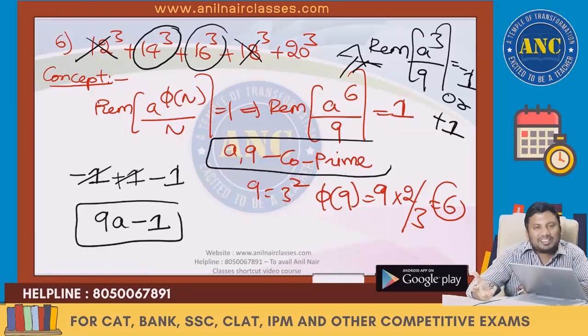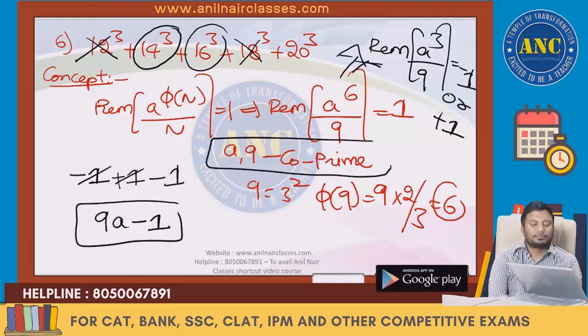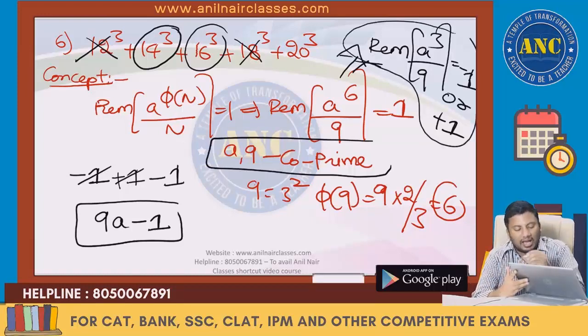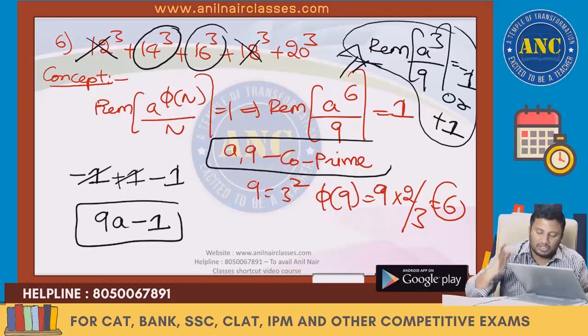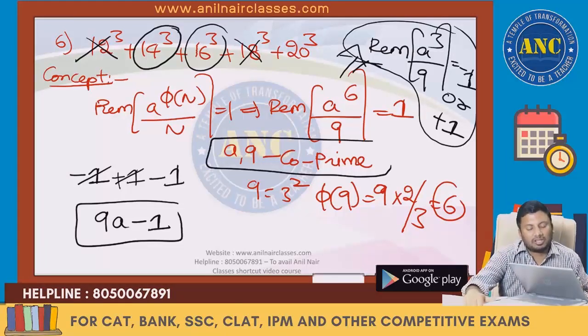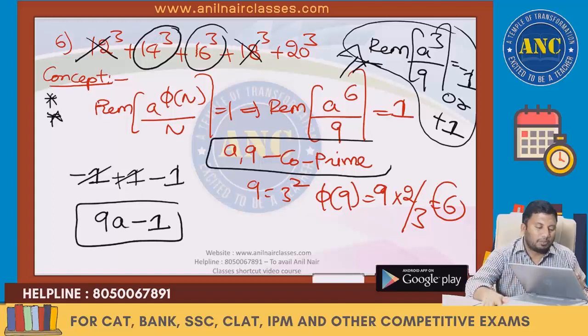Where is the calculation here? Why use stupid methods of adding 1 cube to 11 cube and subtracting? I hope the idea is clear. So, a cube divided by 9 is minus 1 or plus 1. The answer will be either minus 1 or plus 1, because a power 6 is a cube whole square. Minus 1 square is 1, or 1 square is 1. I hope the logic is clear. Remainder 1.